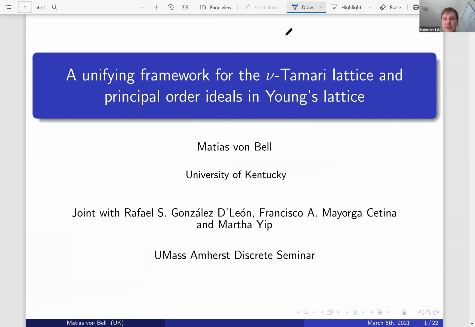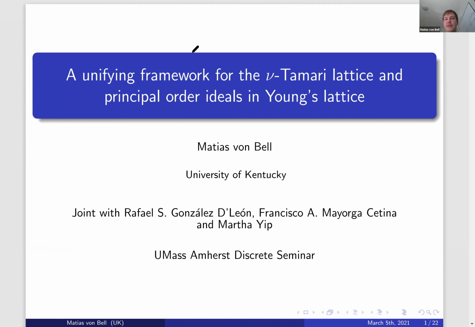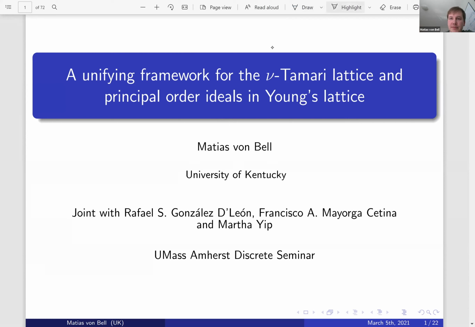Perhaps I should give a little preface of what's coming up. The unifying framework here is going to be that these two lattice structures appear as dual graphs in a triangulation of a certain polytope. That's where we're headed. But I'll start by telling you what this Greek letter nu here means.